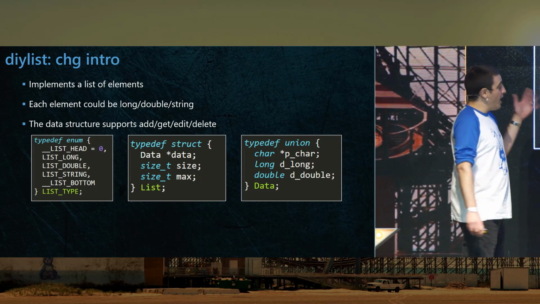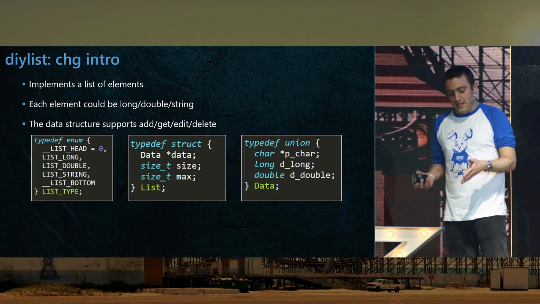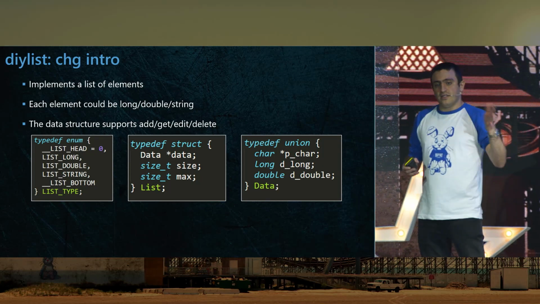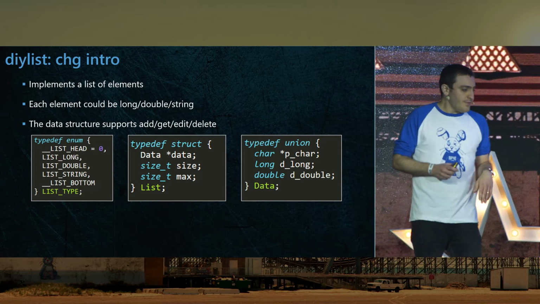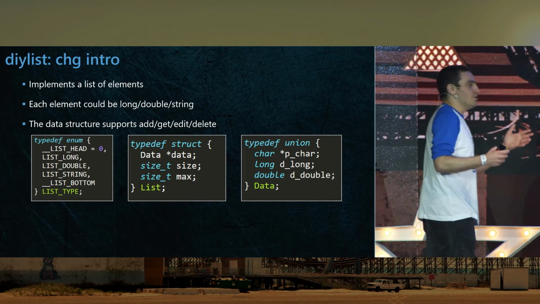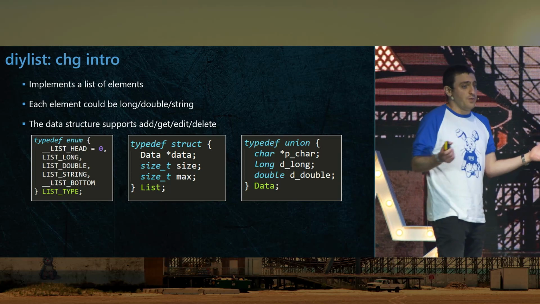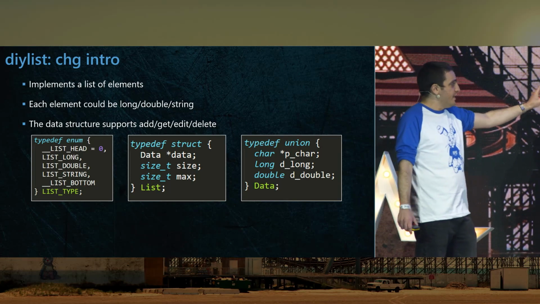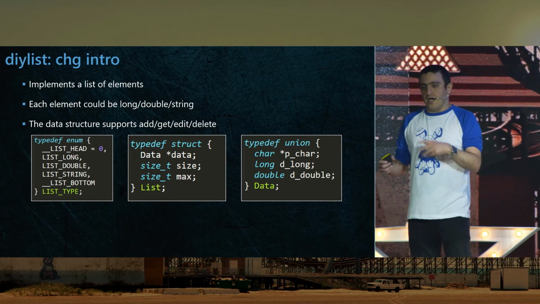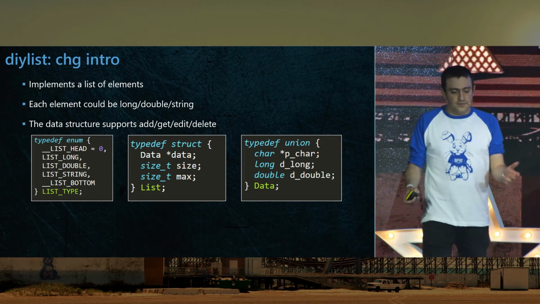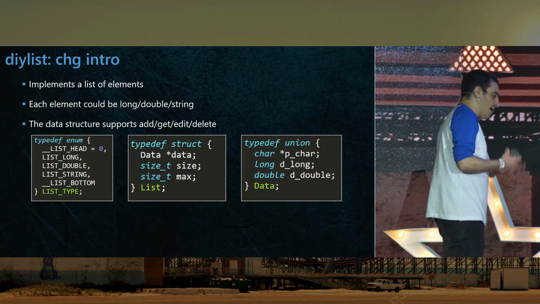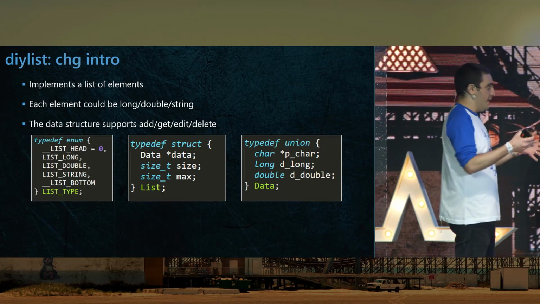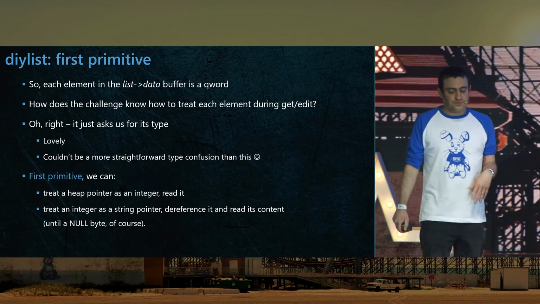OK, so we have a challenge that implements a list of elements. Each element could be long, double, or a pointer to a string. And our data structure supports add, get, edit, and delete operations. OK, cool. And I just want you to keep in mind this structure in the middle, the list one. It has a pointer to the array of the elements. It has size, which is the current number of elements in the array, and it has the maximum capacity.